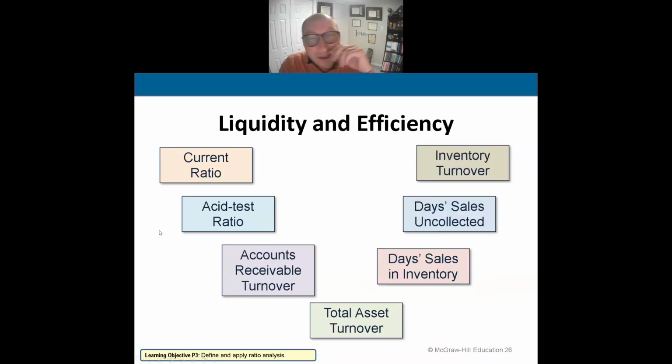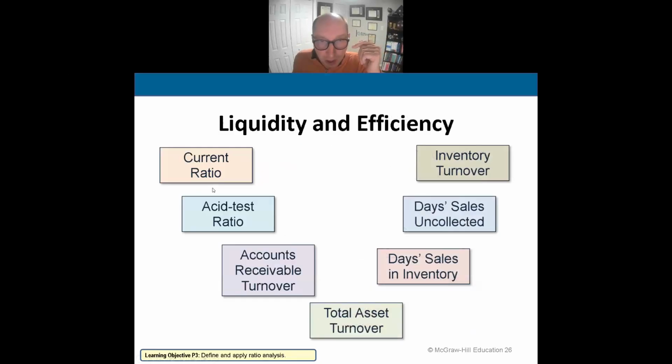Liquidity, as we talked about earlier, is the ability to quickly convert into cash. That's what it means to be liquid, right? These are the 7 primary ratios that we use to quickly calculate the company's ability to convert into cash: current ratio, acid test, accounts receivable turnover, total asset turnover, days in sales and inventory, days in sales uncollected, and inventory turnover. Yeah, there's 7. Yeah, it's a lot of ratios, I know. But each one has their own use.